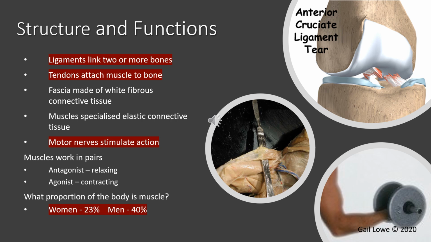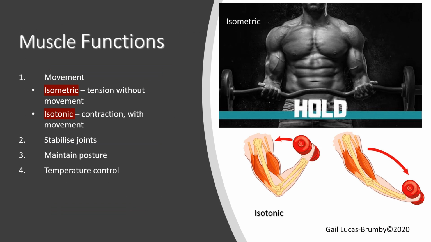What proportion of the body is muscle? 23% of a woman's body is muscle, where 40% of a man's body is muscle. We have muscle functions, four muscle functions, and the most important of those is definitely movement. The body wouldn't move, the bones wouldn't move without the muscle attachments.